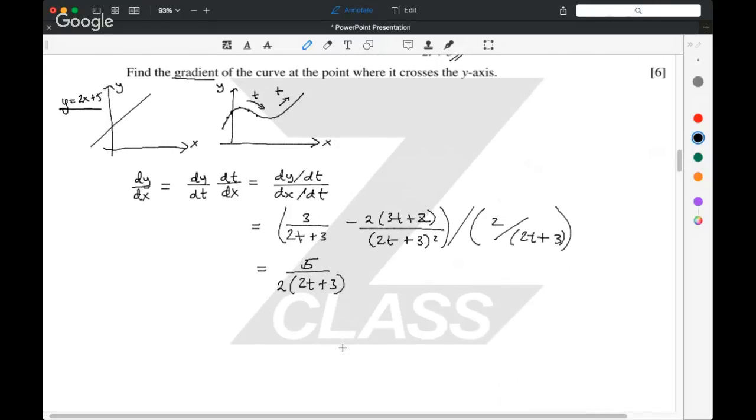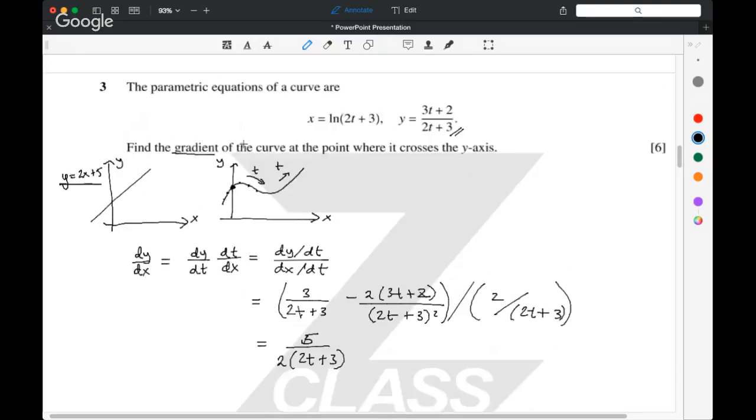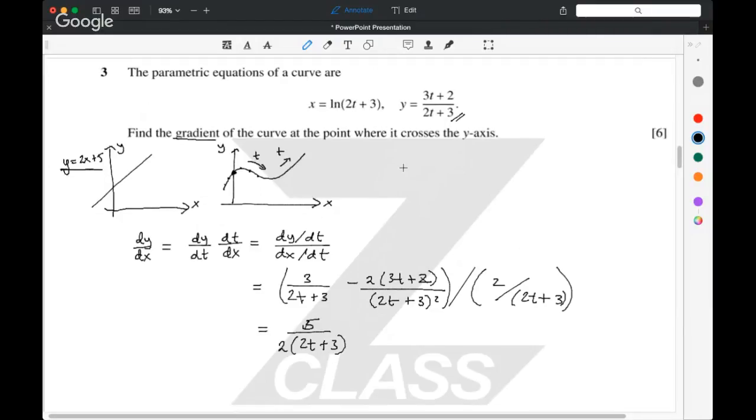Great. So now they want the gradient of the curve at the point where it crosses the y-axis. Well, when it crosses the y-axis, x is equal to 0. And this will allow us to find the value of t. Like, what is the time when I'm crossing the y-axis? Well, when x is equal to 0, we have that the natural log of 2t plus 3 is equal to 0. Well, what is this saying? It's saying that e raised to that power gives you the thing inside. That's what logs always say: what do I need to raise the base to, to get the thing inside?